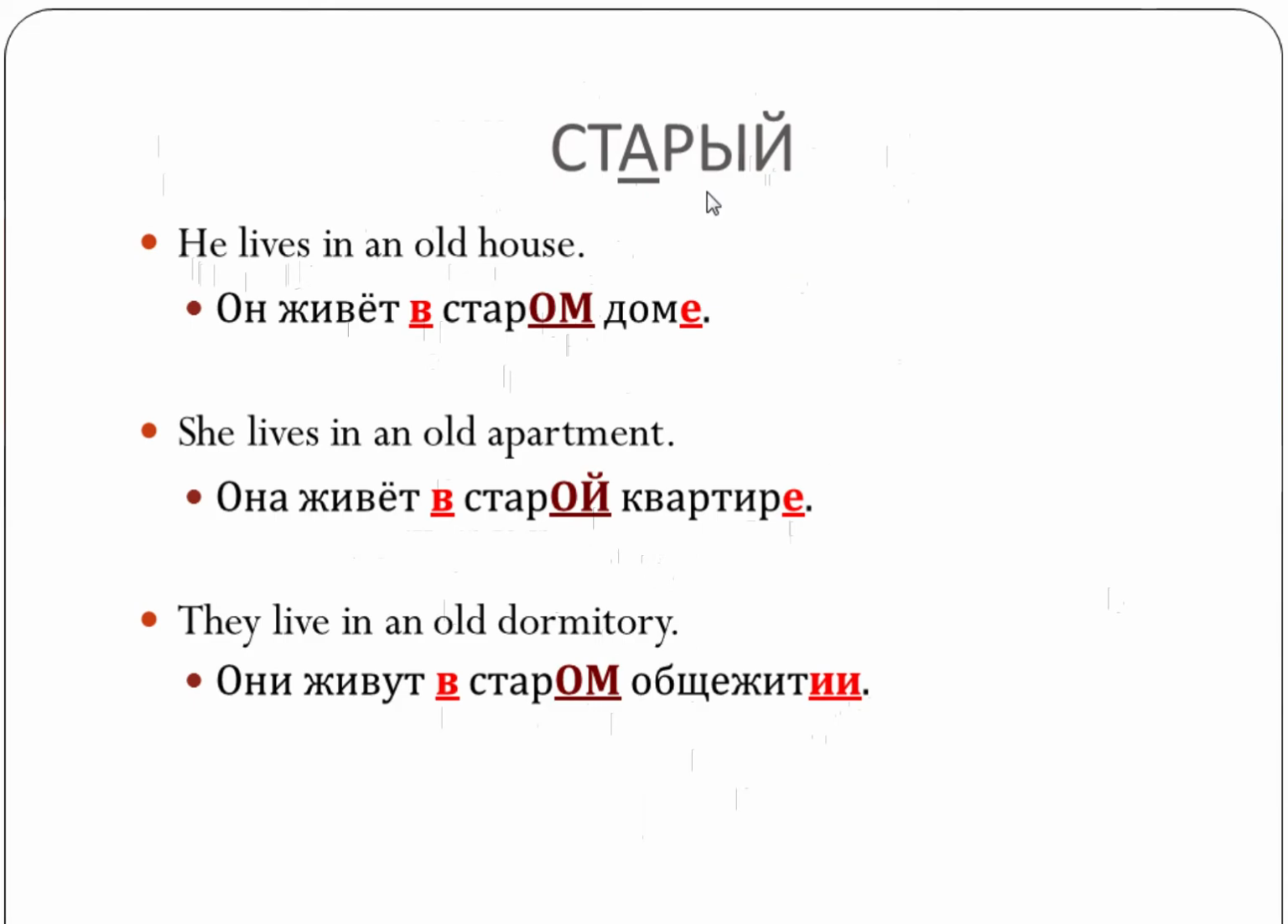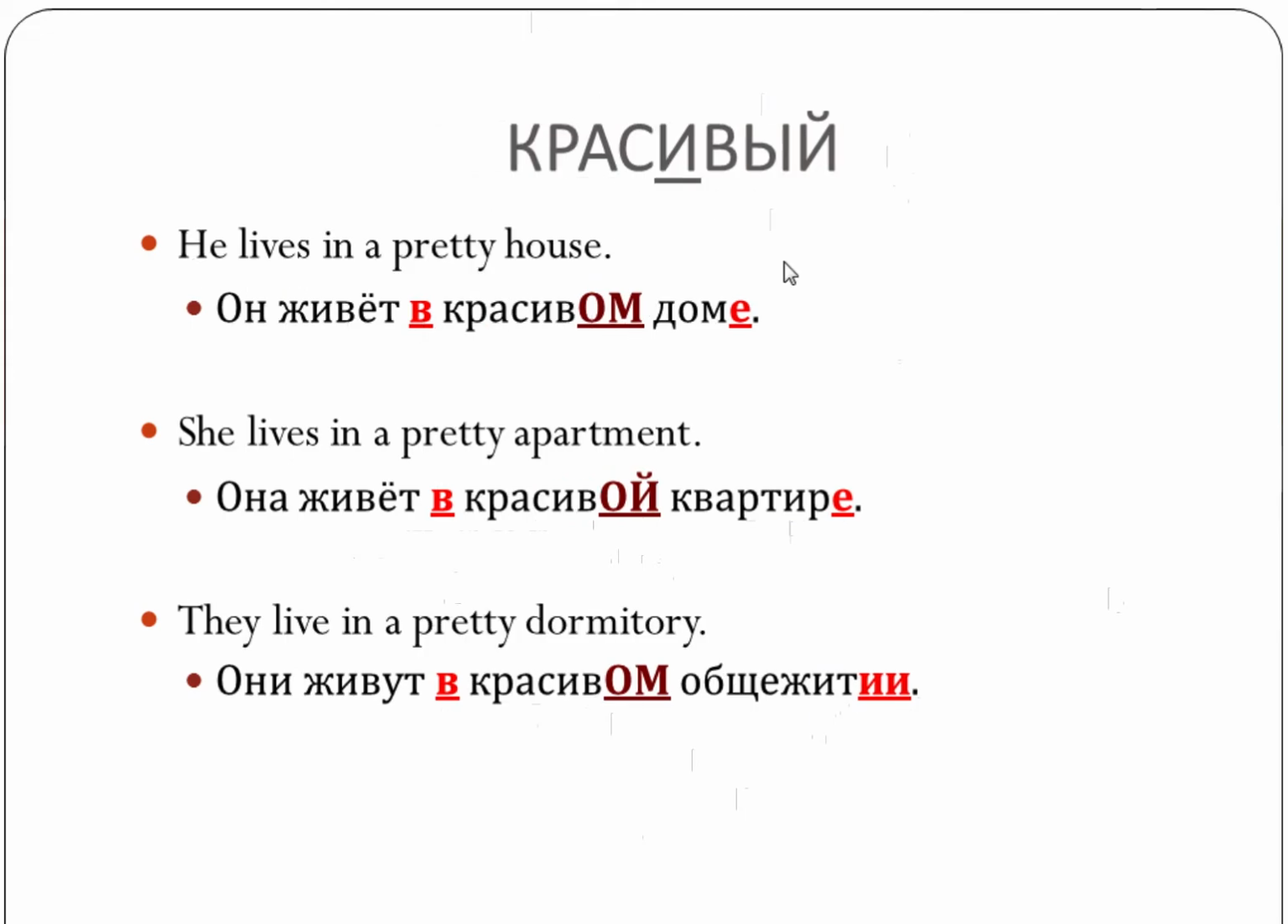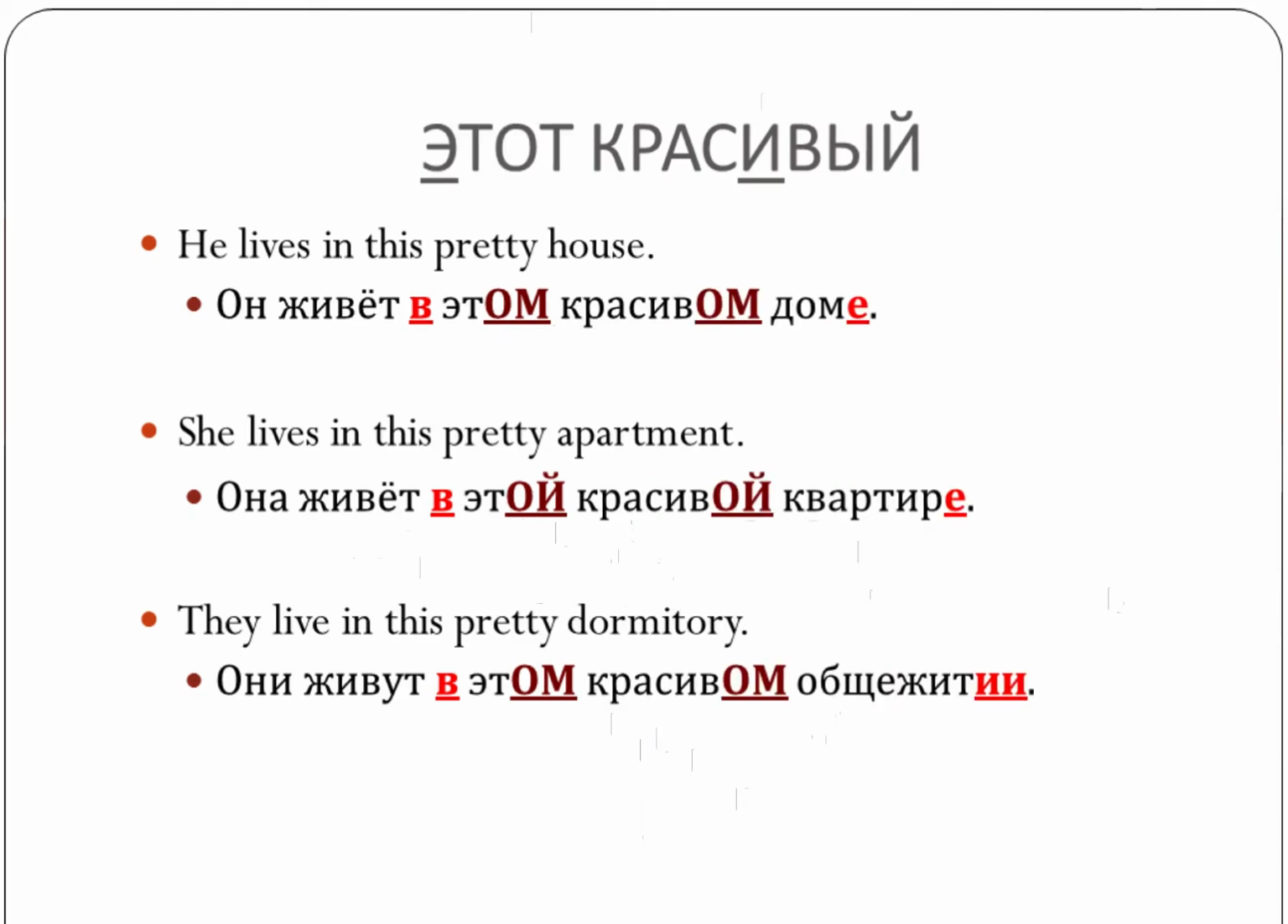Let's say I don't want to use the word old. I want to use the word красивый, pretty, beautiful. Look at the endings. So доме, квартире, общежитии, the same here after в, and the same over here. Красивом, красивой, красивом. If I want to add этот, this, in this pretty house, in this pretty apartment, in this pretty dormitory, please notice the endings again. So what is the pattern? What is the rule that you see applied here?